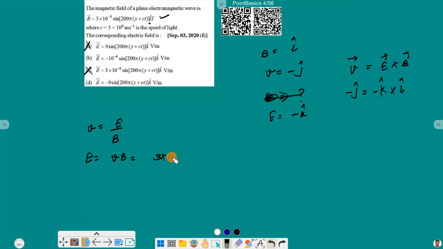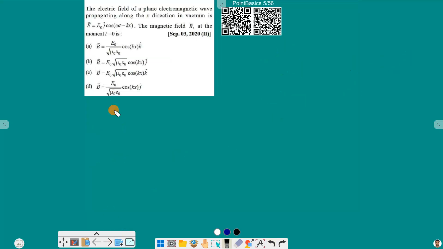So 3 into 10 raised to power 8. And the magnitude of the magnetic field is also 3 into 10 raised to power minus 8. So this will give us the magnitude of electric field as 9. So option B gets cancelled. So we have option D as a possible answer. So option D is the right one here. Let's move ahead.